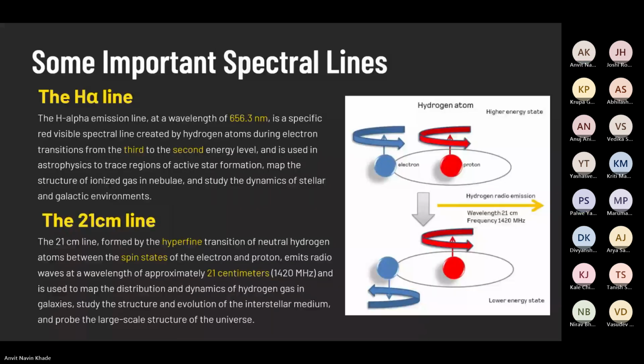Okay. So the H alpha line is a line with wavelength 656 nanometers.